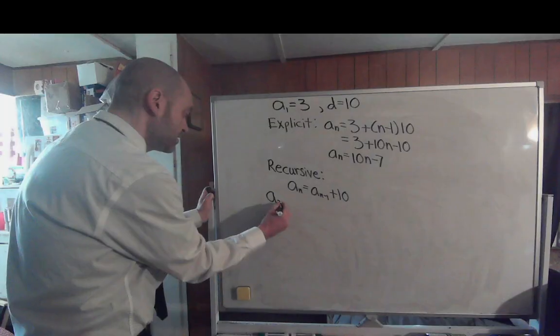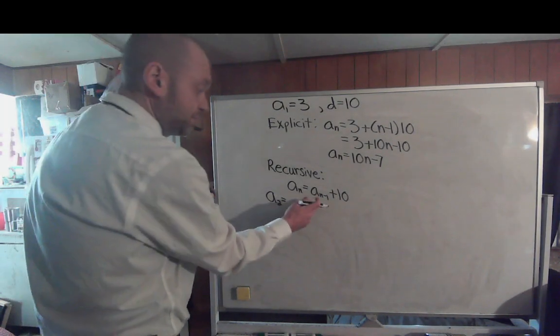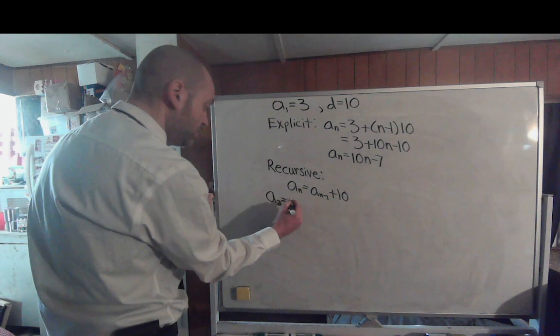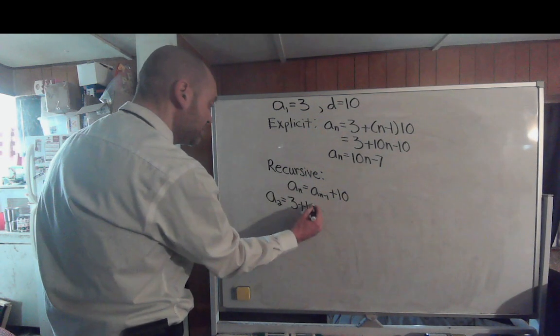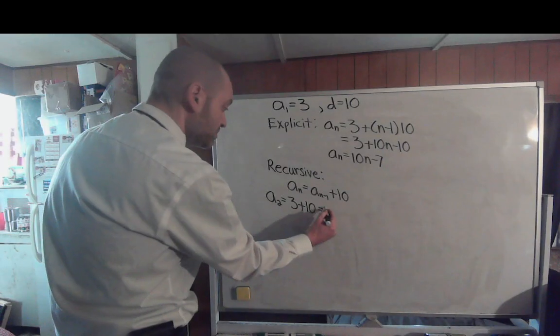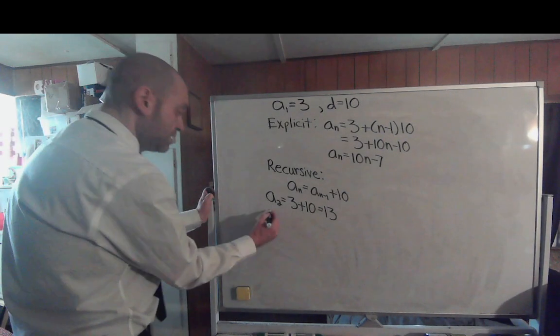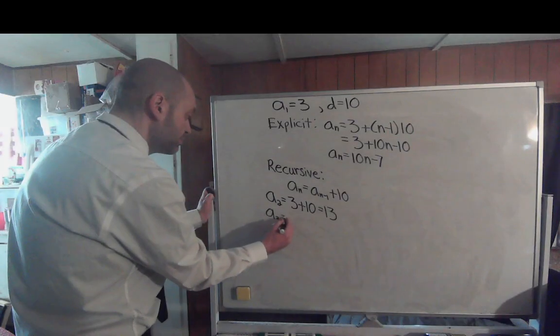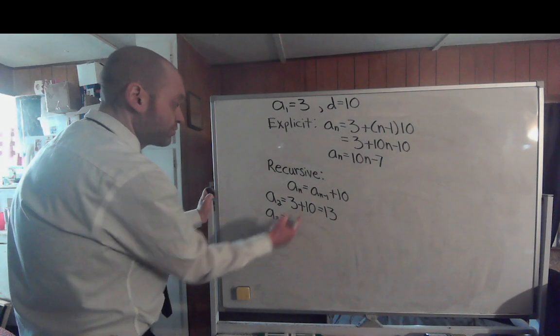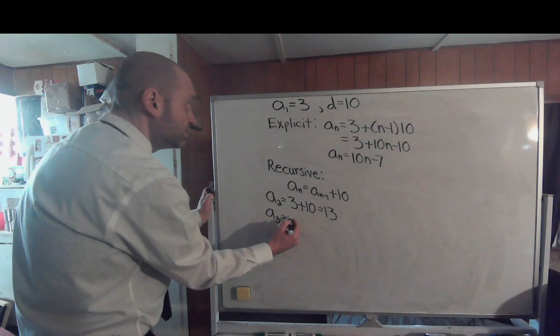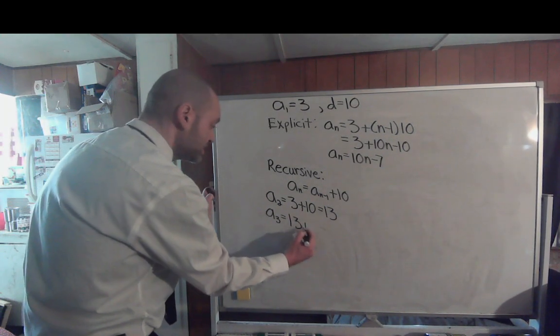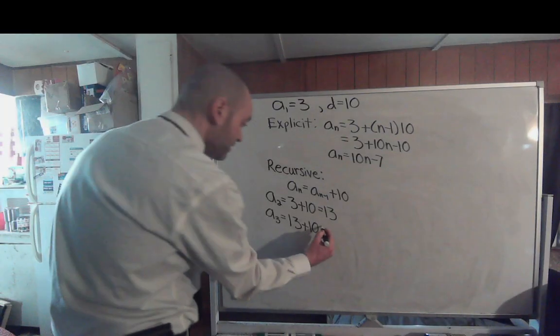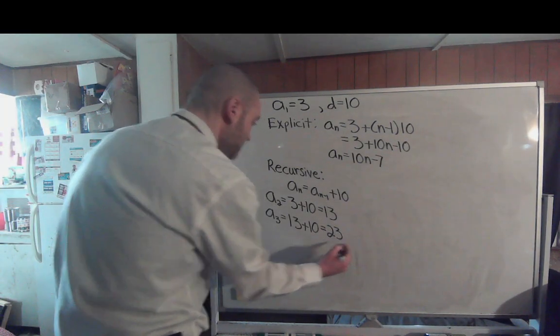So the second term would equal a sub 2 minus 1, which is a sub 1, so that'd be 3 plus 10. So your second term is going to be 13. Let's find your third term. Well, that would be a sub 3 minus 1, which is a sub 2, so that would be 13 plus 10, meaning the third term is 23.